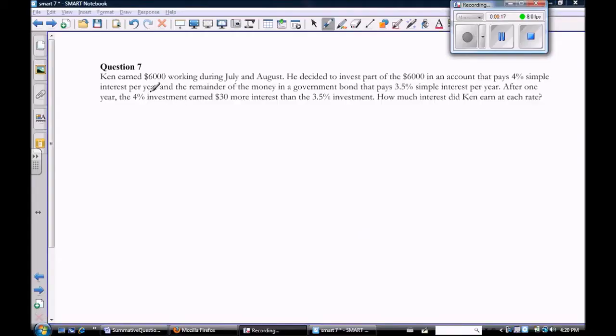It says Ken earned $6,000 working during July and August. He decided to invest part of the $6,000 in an account that pays 4% simple interest per year, and the remainder of the money in a government bond that pays 3.5% simple interest per year. After 1 year, the 4% investment earned $30 more than the 3.5% investment. How much did Ken earn at each rate? How much interest did Ken earn at each rate?